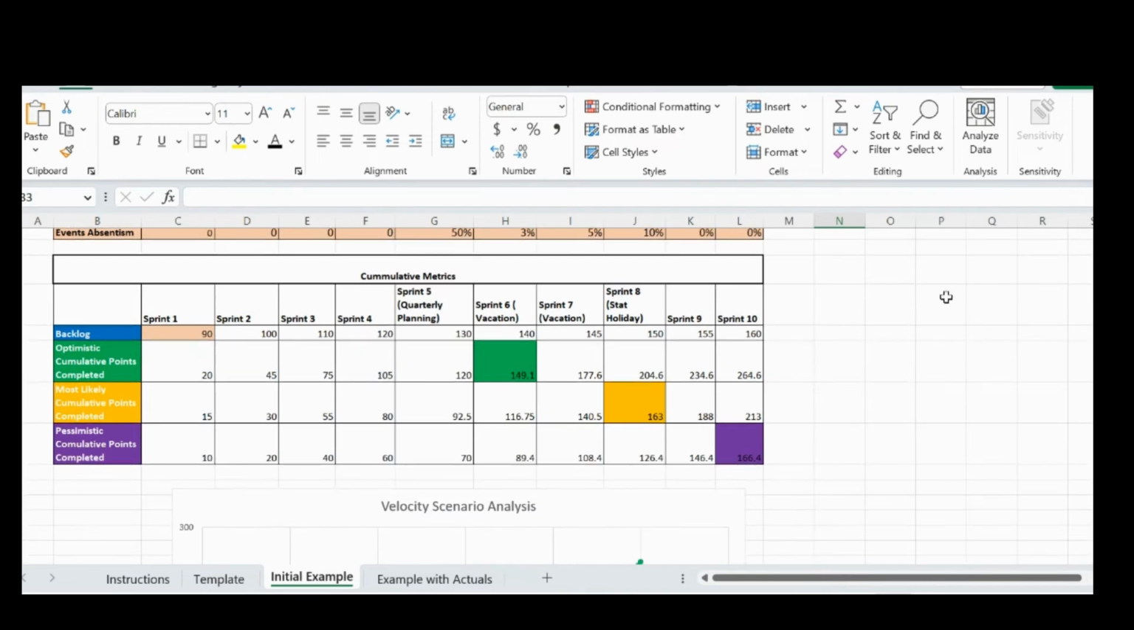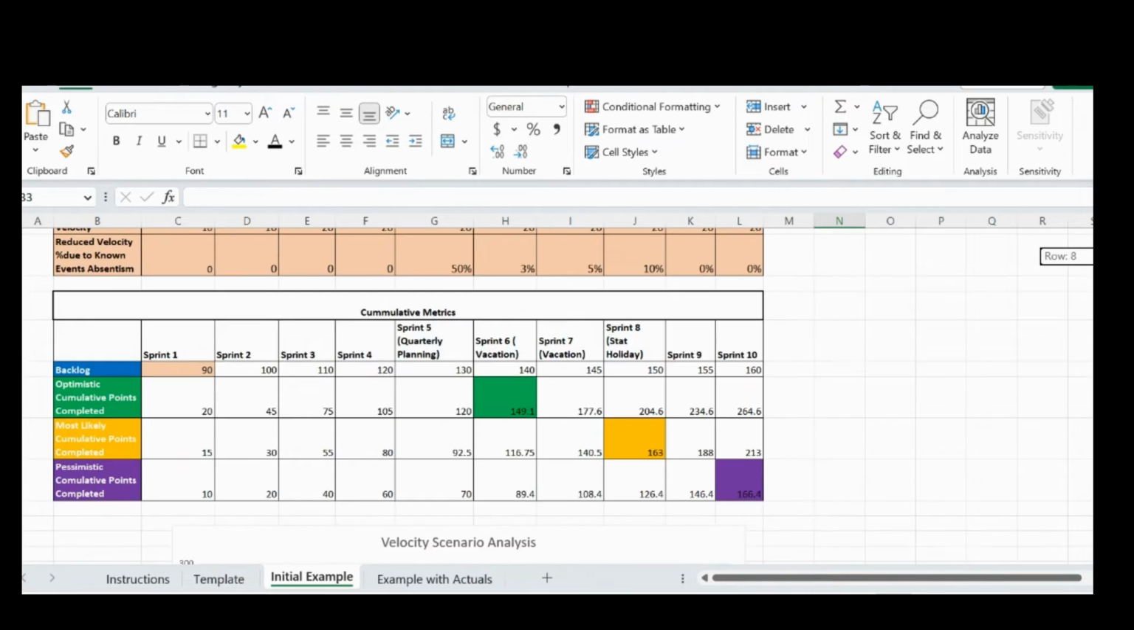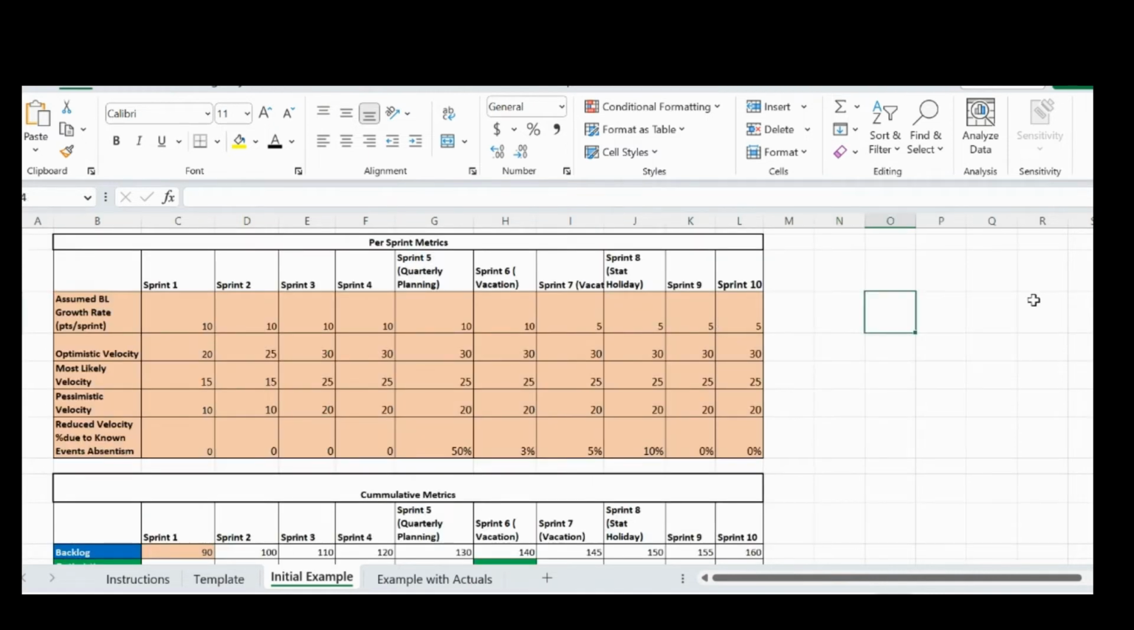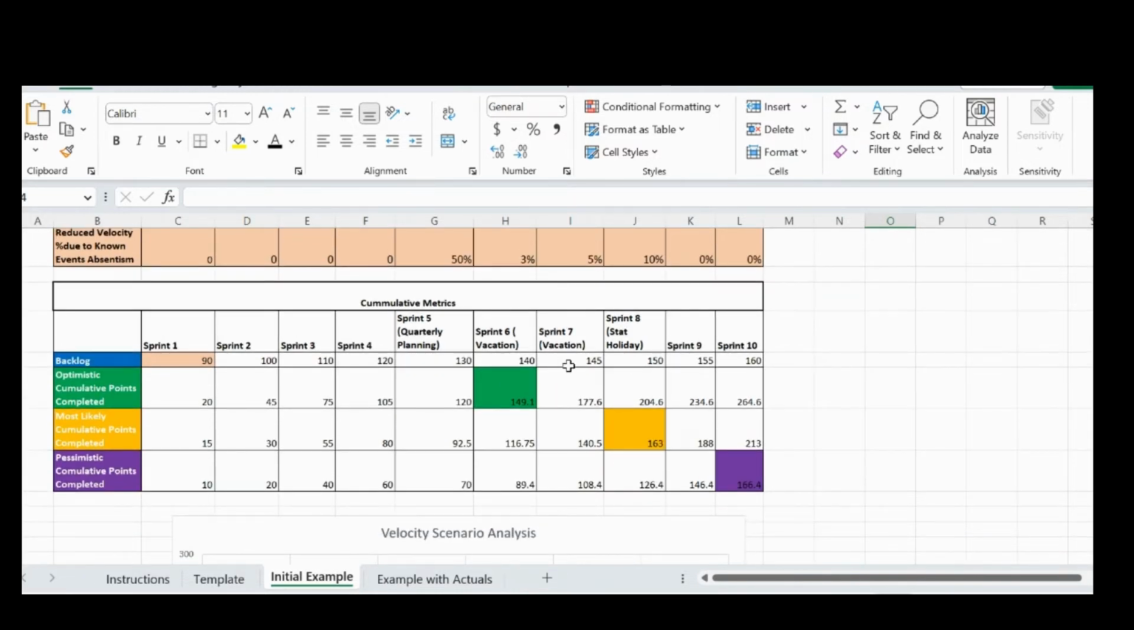And then the second table, and by the way, everything that you see here in this amberish color, you need to manually input, versus this table that, except for one cell, the rest will auto-populate based on the above table. So this table calculates your cumulatives. So your backlog initially, in our case, it was 90, so we inputted it. And then it increased based on the backlog growth rate that we had defined above. So up until sprint 6, it added by 10 points and then by 5.